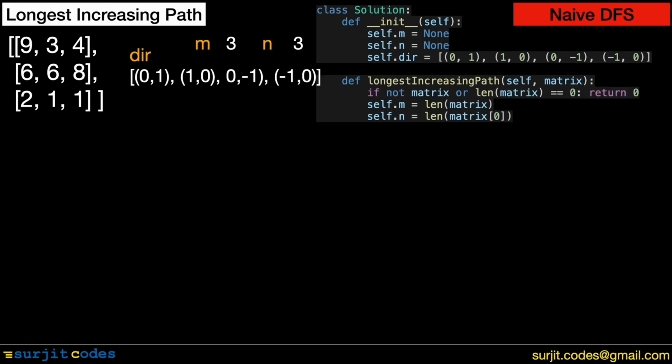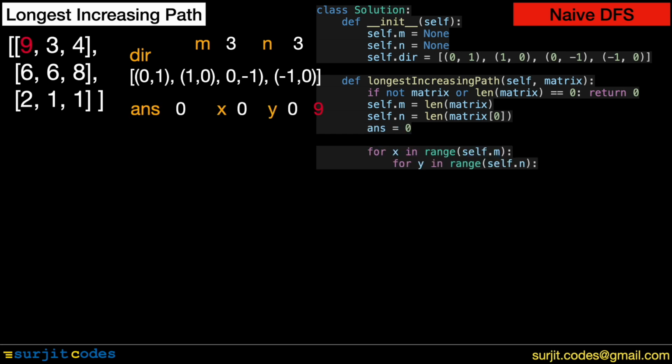If the matrix is empty, the answer is 0. M and N are the number of rows and columns in the matrix. There is a list of four increments in x and y to get neighboring cells in four directions. We set ans equal to 0 and start loops to scan all the elements in matrix.